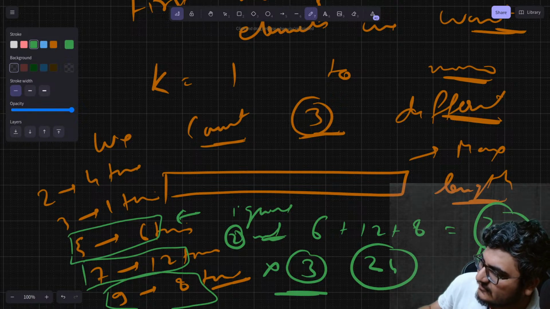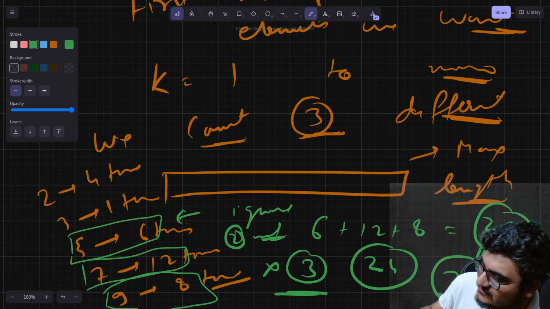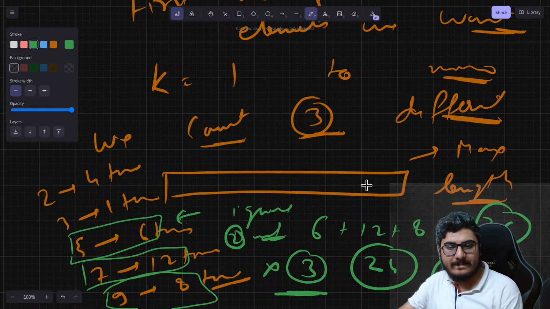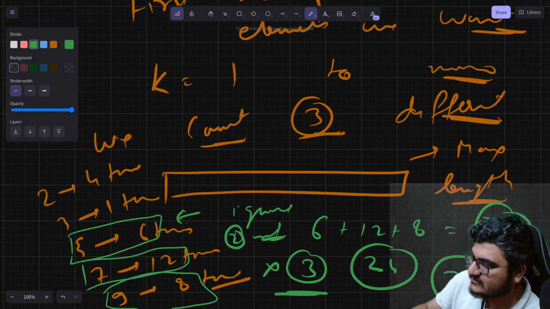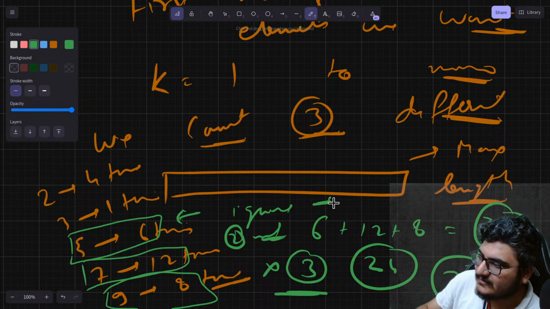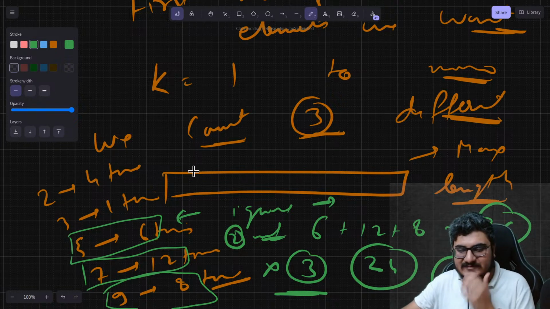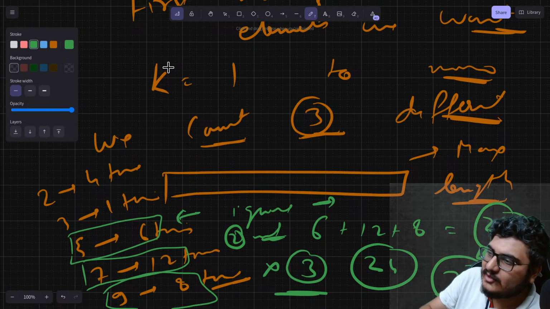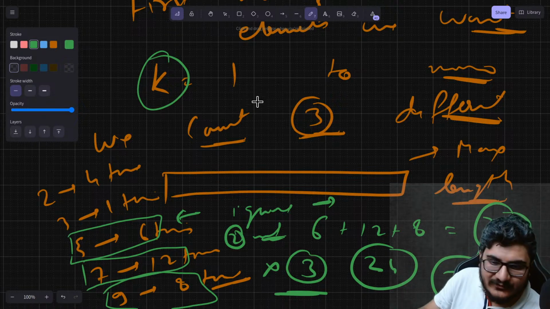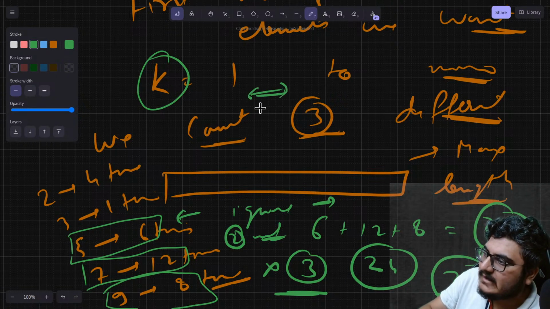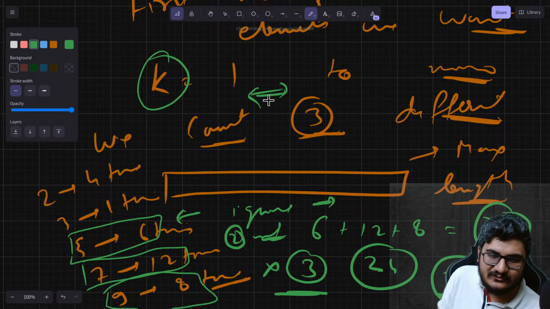So in this case, we can get a sequence with 24 numbers, which has only 3 different numbers. And that is my idea. If we iterate on all such values of k from 1 to the maximum number of elements we have, we would get our final answer. And essentially this was the solution for this problem.